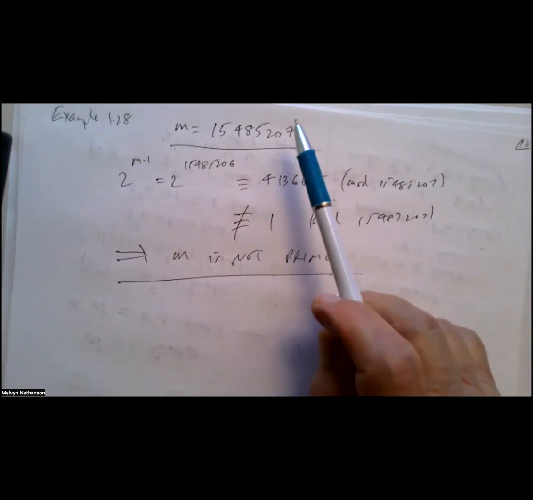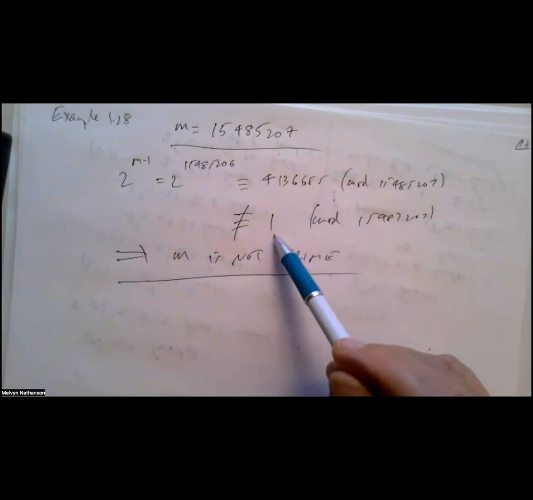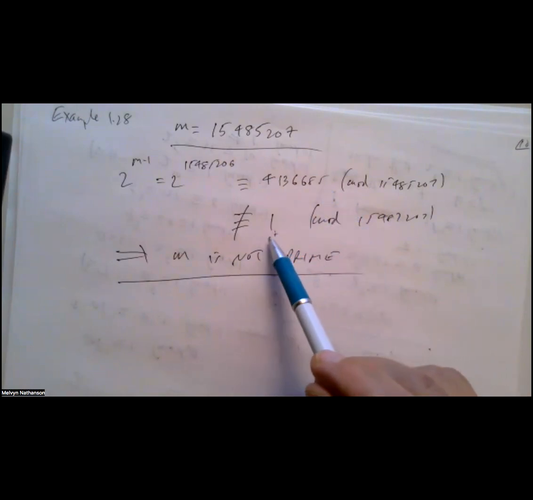So this is not necessarily the best way to show that this integer is not a prime. But the fact is, if I take this number m and I raise 2 to the m minus 1, and I get a number different from 1, then that absolutely positively tells me that this number is composite.